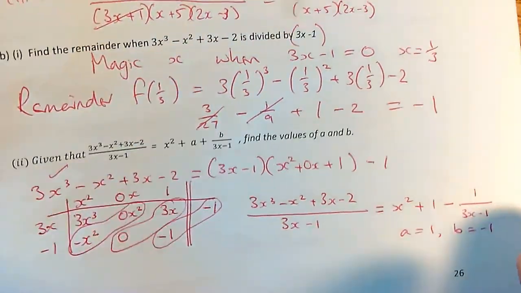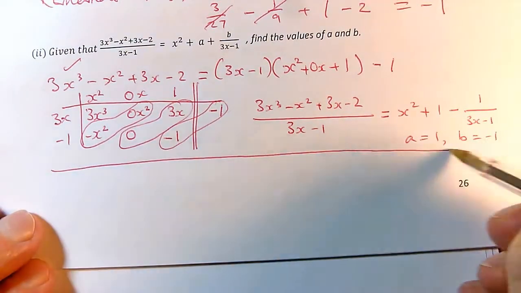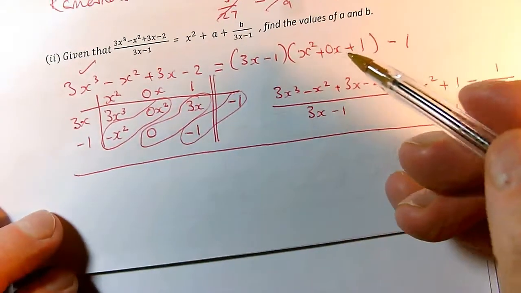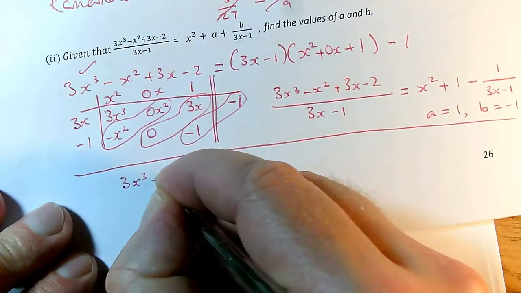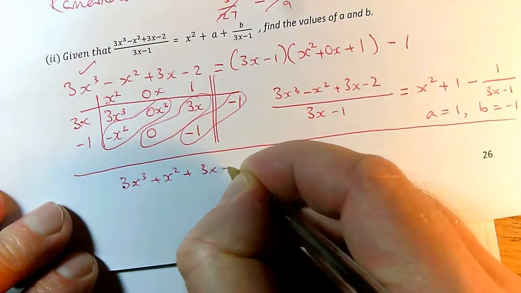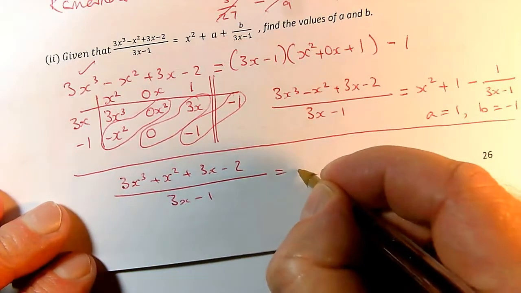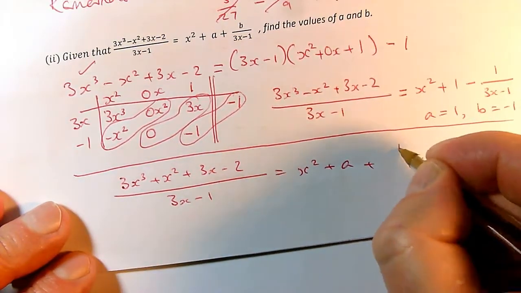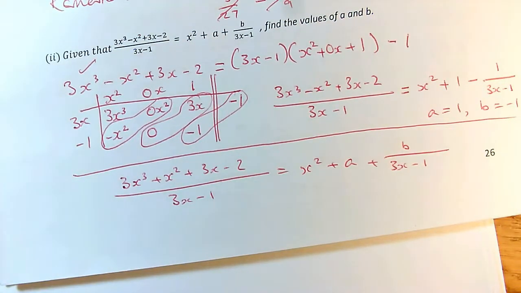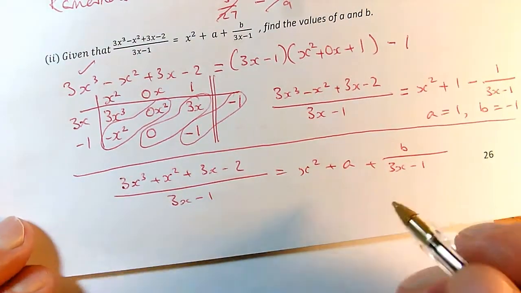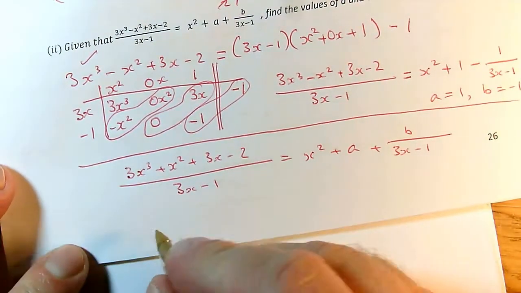Now the smart aleck way of doing this, which is wise for you to see, when they've given you so much help, is this. They're telling us that 3x cubed plus x squared plus 3x minus 2 all over 3x minus 1 equals x squared plus a plus b over 3x minus 1. And we can treat this like we do with partial fractions. We can multiply both sides by the 3x minus 1, and then we can substitute in any smart values of x we feel like.